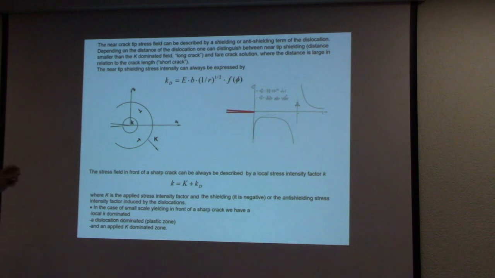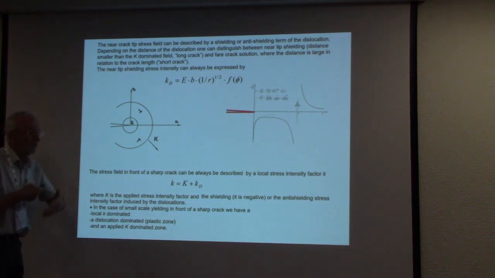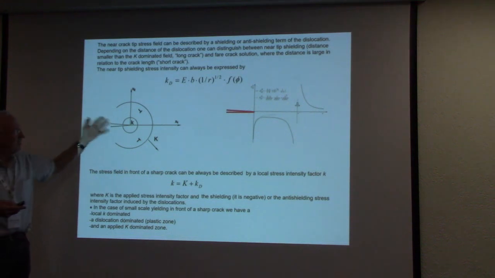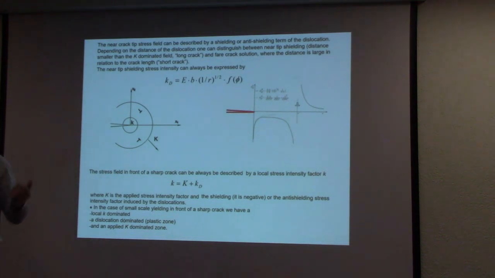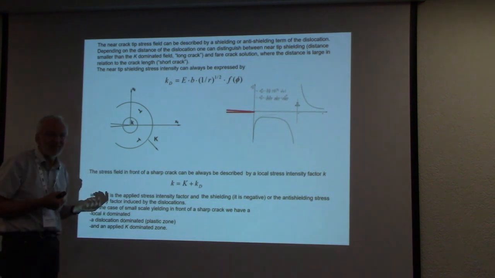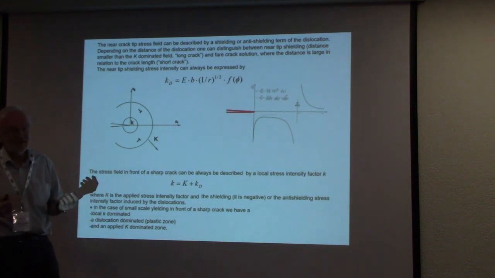And since in linear elasticity there exists a superposition principle, you simply can superimpose all the things. So in principle, we could describe the plasticity in front of a crack with discrete dislocation mechanics. The only problem is that we would have to take into account all the dislocations which are generated. Yes, this can be millions.